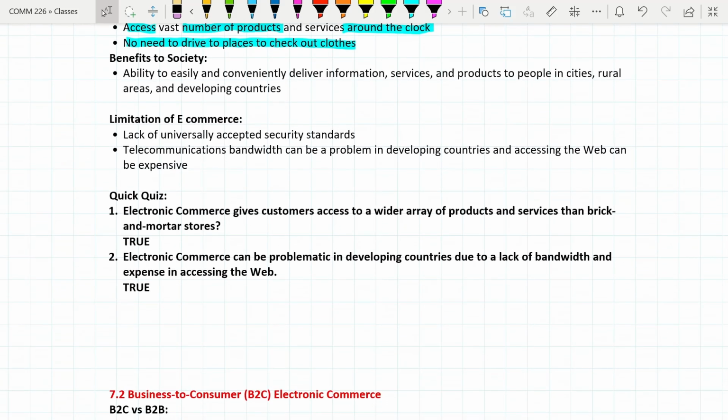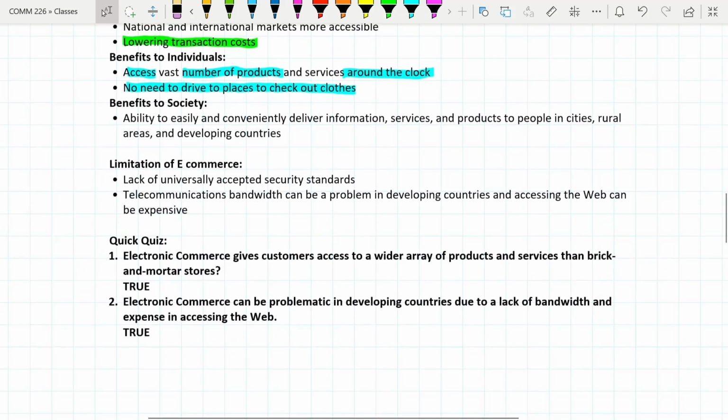So here's our quick quiz. Electronic commerce gives customers access to a wider array of products and services than brick and mortar stores. So brick and mortar just means in-person stores. This is true. Electronic commerce can be problematic in developing countries due to a lack of bandwidth and expensive access to the web. It is also true.